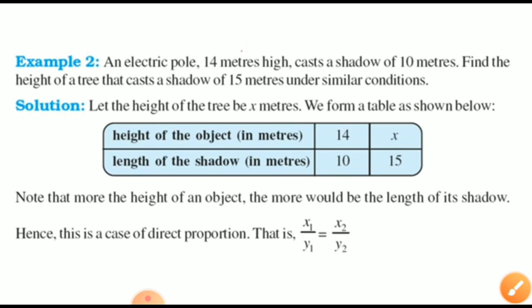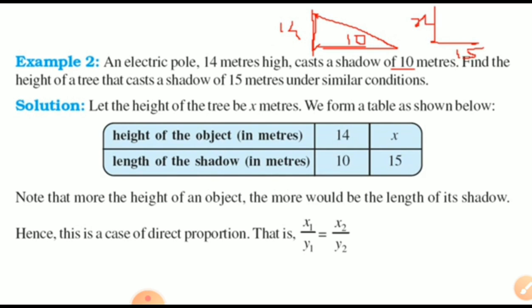Now look at the second example. An electric pole 14 meters high casts a shadow of 10 meters. Find the height of a tree that casts a shadow of 15 meters under similar condition. Yes, my dear students, you are knowing these things. जब 14 मीटर का होता है तो उसका शेडो कितने मीटर तक जाता है? 10 मीटर तक जाता है. बट शेडो इज नाउ 15, आगे तक जाता है. तो क्या करेंगे बेटा, कितना होगा उसका पोल, वो देखने का है.